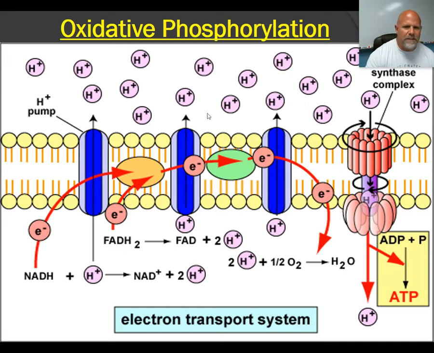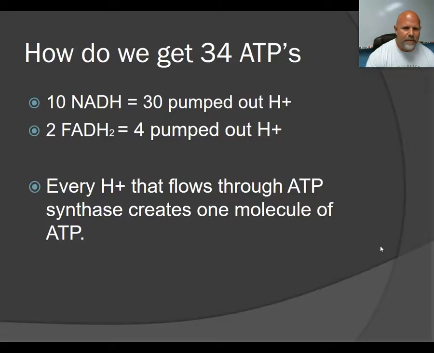And the big reason we do this whole thing is we pump all these hydrogens out. Now, the only way the hydrogens can get back in is they flow through ATP synthase. This is an enzyme that drives the production of ATP. For every hydrogen out here that flows back through, I can make 1 ATP molecule. So how do I get 34 ATP molecules? Well, it's pretty simple math.